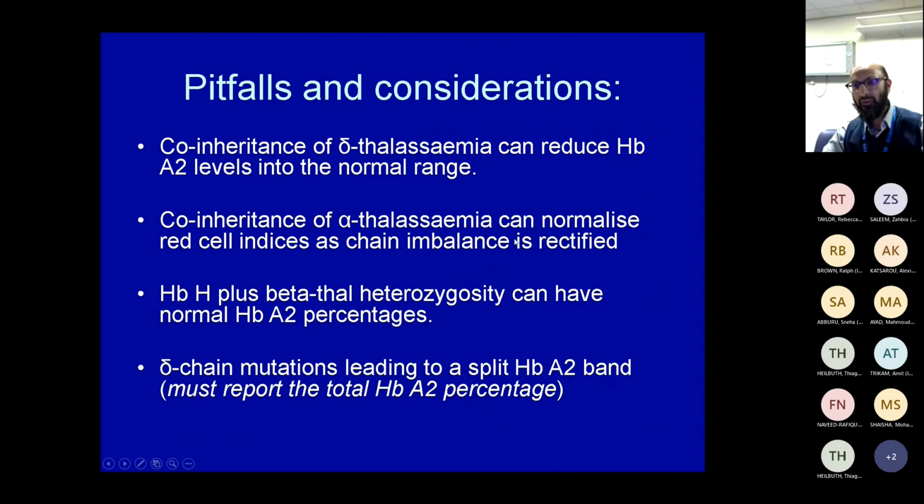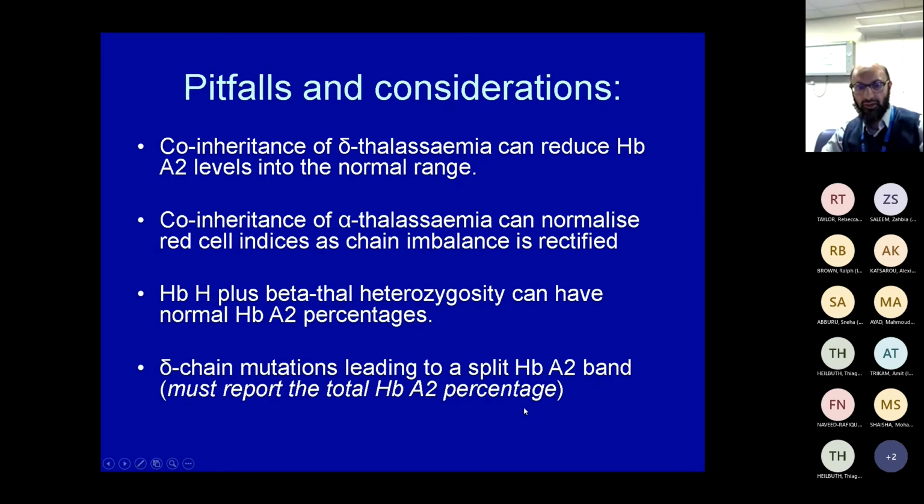Co-inheritance of alpha thalassemia with beta thalassemia can result in partial normalization of the red cell indices and the hemoglobin, because it improves the globin chain imbalance. And in the case of HbH disease, when that's co-inherited with heterozygous beta thalassemia, the A2 percentage can be in the normal range. Okay.